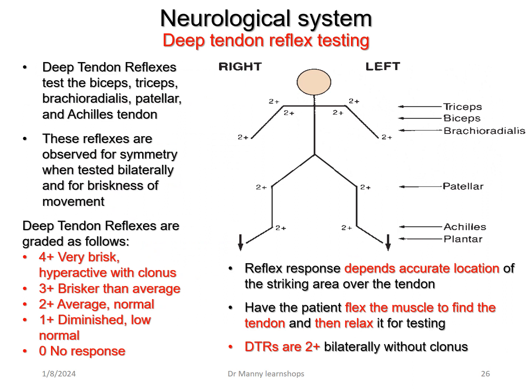Deep tendon reflex testing. This is where you test the biceps, triceps, brachioradialis, patella and the Achilles tendon. And typically these reflexes are observed for symmetry when tested bilaterally, and they're tested for briskness in movement. The deep tendon reflexes are graded as follows: 0, no response; 4, very brisk. And the reflex response depends on the accurate location of the striking area over the tendon. So have the patient flex the muscle to find where the tendon is and then relax it for testing. Deep tendon reflexes are typically 2.